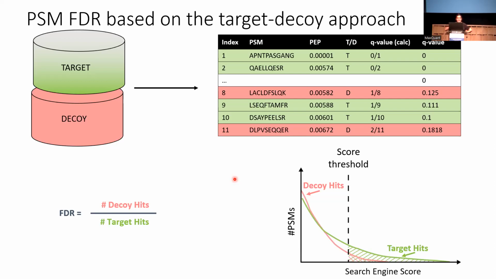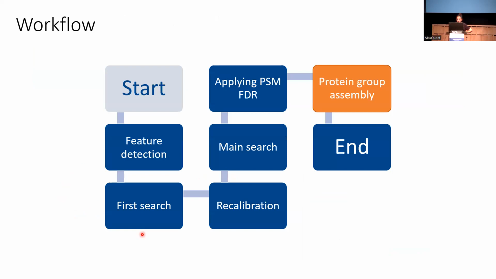the FDR that you want. And the FDR, how we calculate it, is the number of decoy hits divided by the number of target hits. So it depends. If you want 1% FDR, it is going to cut at a different PEP score, and so on and so forth. And then the protein group assembly.